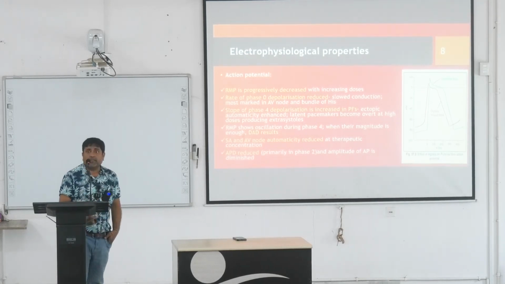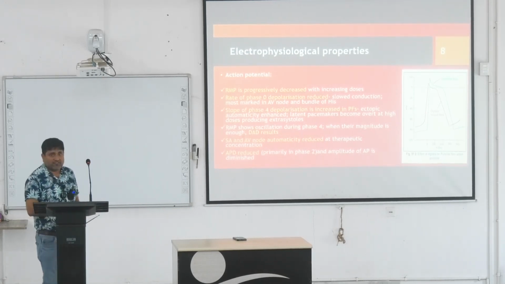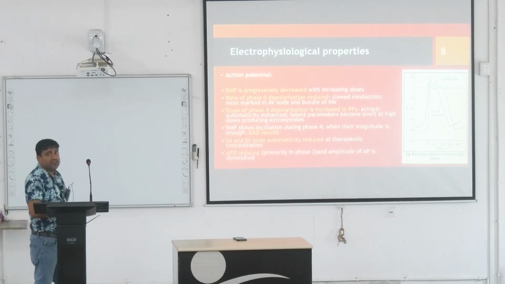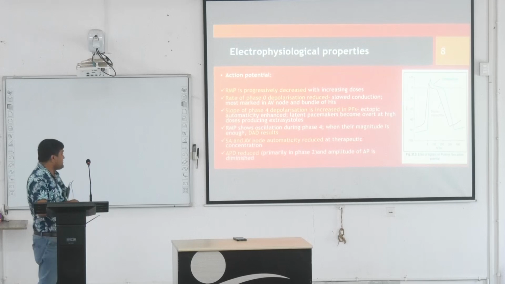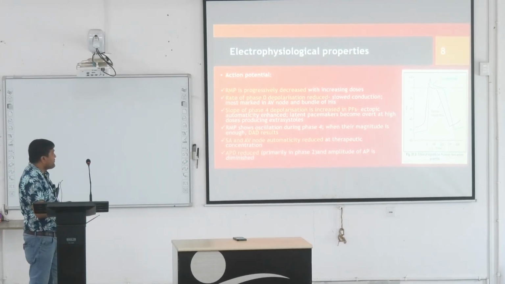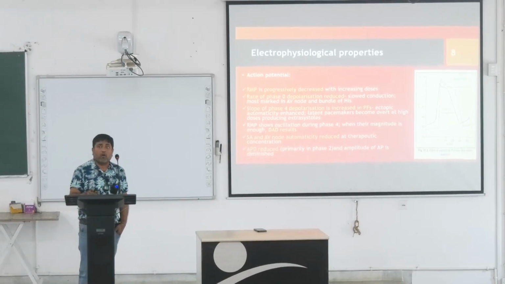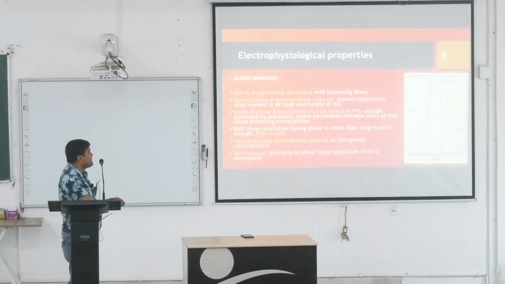This is most marked in the AV node and the bundle of His. Now the slope of phase 4 depolarization is increased, and hence it is more marked in the Purkinje fibers, and there is an increase in ectopic automaticity because of this action.